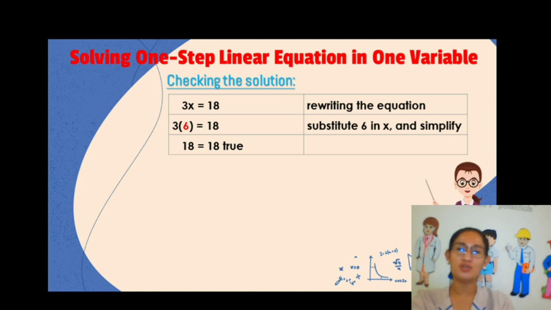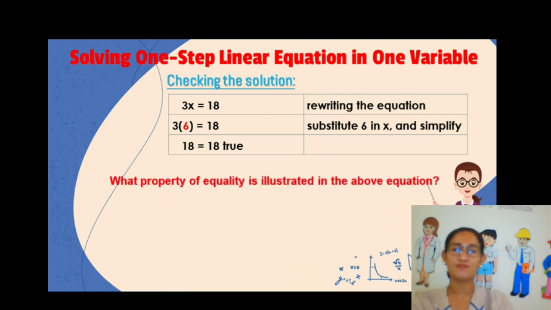Let's check the solution. First, we write the equation 3x equals 18. Then substitute 6 for x and simplify. 3 times 6 equals 18, which is 18 equals 18.